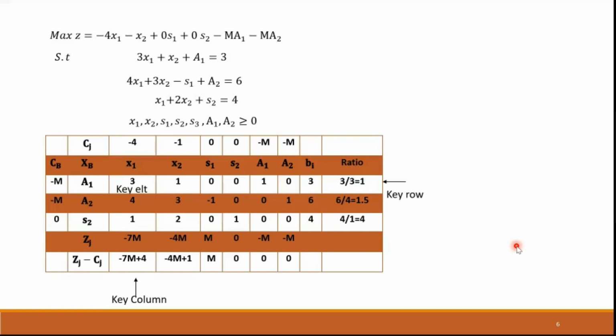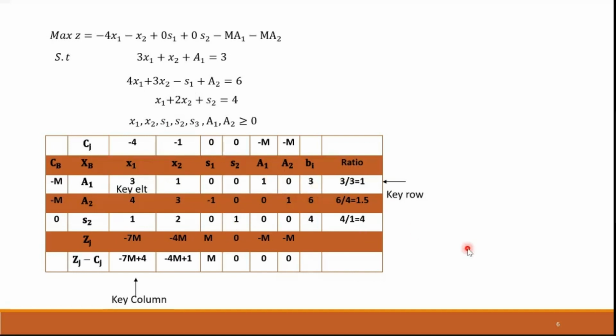Once you get the key element, we have to make the key element 1 by dividing that particular row by the key element. Since 3 is the key element, you have to divide the first row by 3. क्योंकि हमारा key row first row है, तो first row को पूरे key element से divide करना है. तो dividing each element by 3. 3 by 3 will become 1, 1 by 3, 0, 0, 1 by 3, 0 and 1.